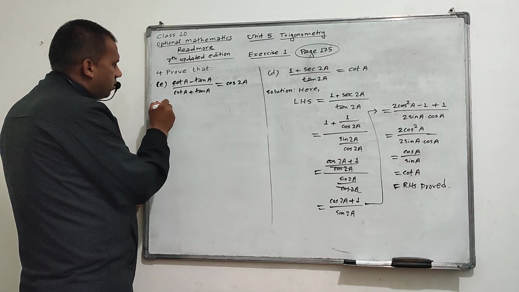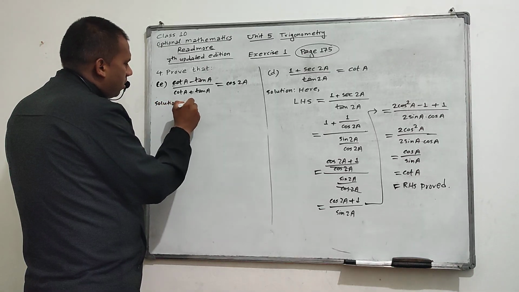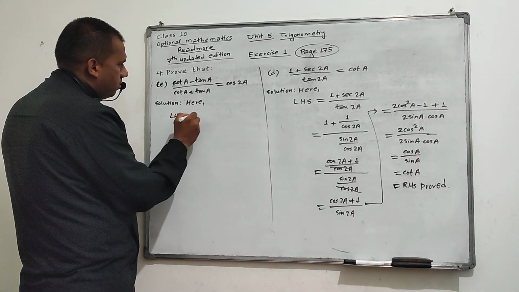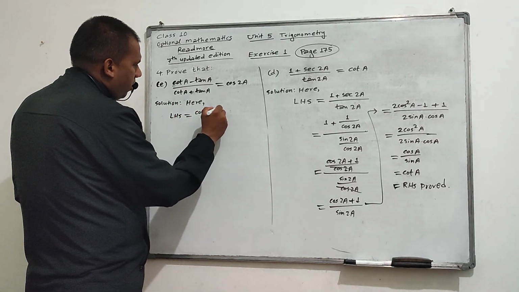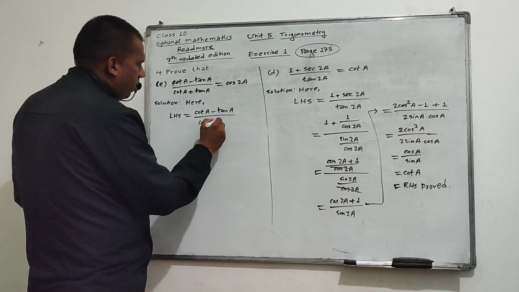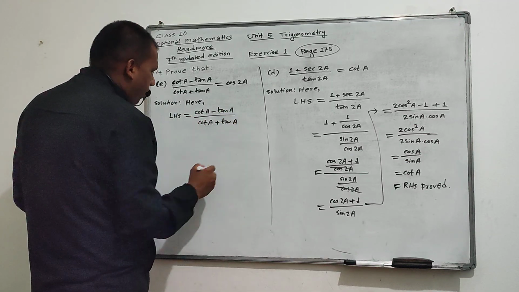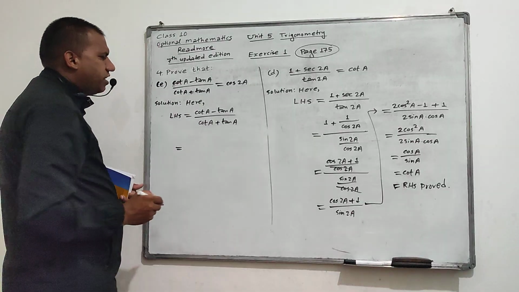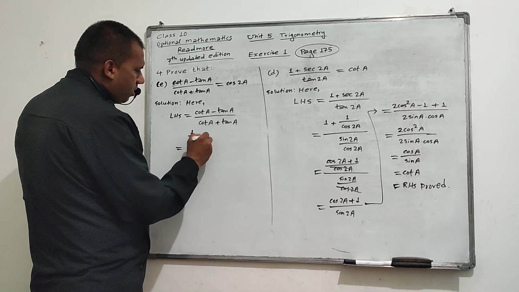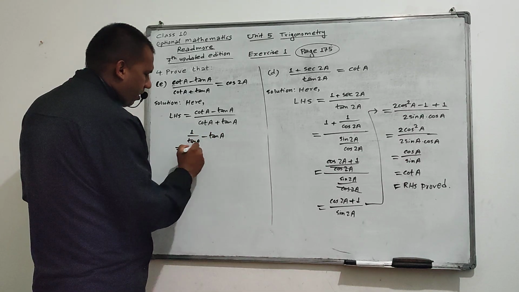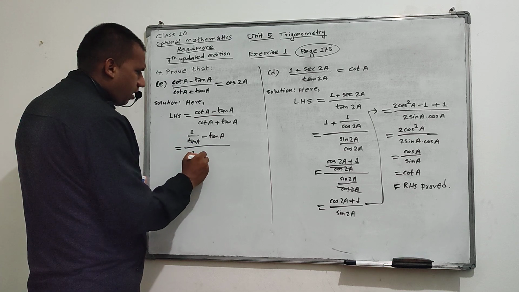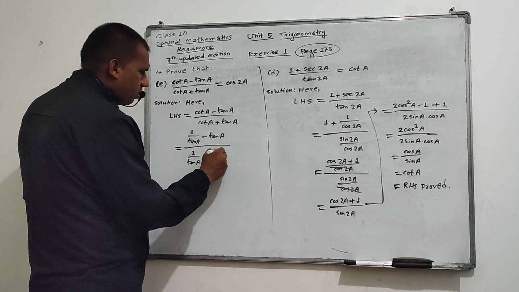Now its solution. Here, cot A minus tan A whole by cot A plus tan A is the LHS. Now cot A changes into tan: cot A is 1 by tan A, so we get 1 by tan A minus tan A, whole upon 1 by tan A plus tan A.